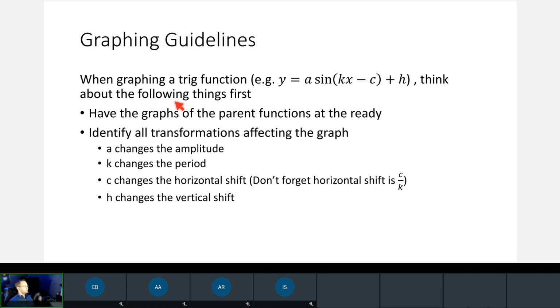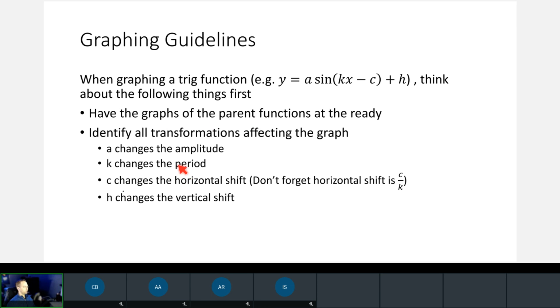All right. So when graphing a function such as this, we want to think about the following. The parent function, I think this is the most important. You need to know what the original problem looks like, whether it's y equals sine of x, y equals cosine of x, y equals tan of x, or the other 3 trig functions. So that's important. Just like in bell work, you want to identify all of the transformations.